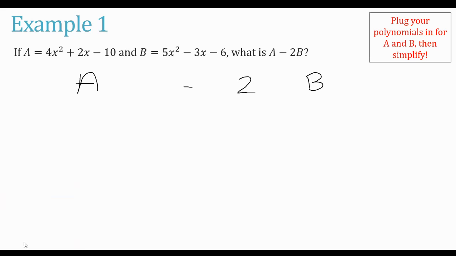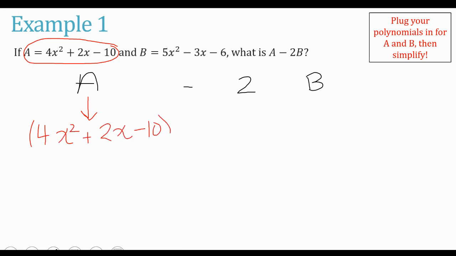So, like we said, we know what a is equal to. So I'm going to substitute this polynomial in red in for a. So this is now, I'm going to put in parentheses, 4x squared plus 2x minus 10. We're getting rid of that a completely. So don't write an a outside. This a has now become the 4x squared plus 2x minus 10.